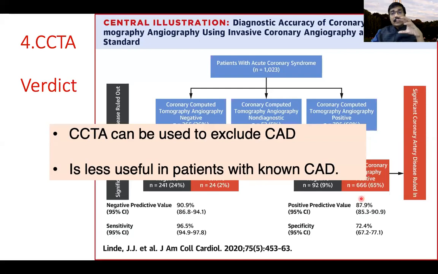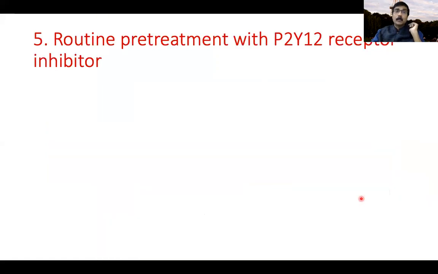And it is also less useful in a patient with known coronary artery disease. Somebody de novo comes with chest pain. If you want to exclude coronary artery disease, then you do a CT coronary angiogram and rule out coronary artery disease. Here, it is quite useful. Otherwise, it is not going to be really very useful in this group of patients. So that is the other point.